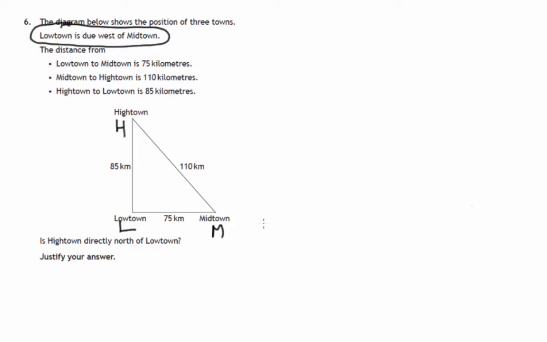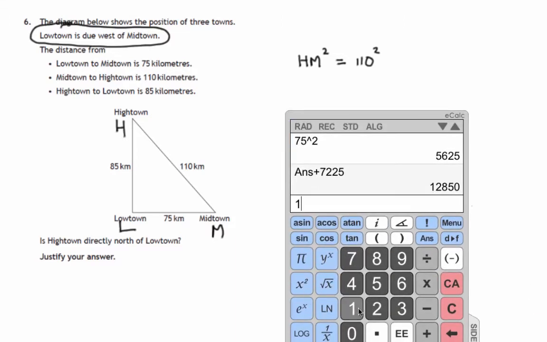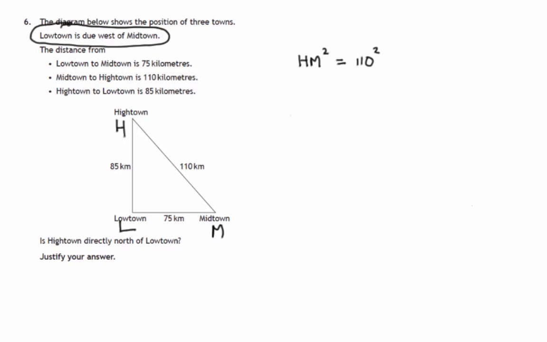So let's look first of all at the distances. We know that Pythagoras' theorem, if this was right angled, would say that HM squared would have to be HL squared plus LM squared. So let's examine that. We know that HM is 110. To square that, let's get the calculator out: 110 squared, that's 12,100.